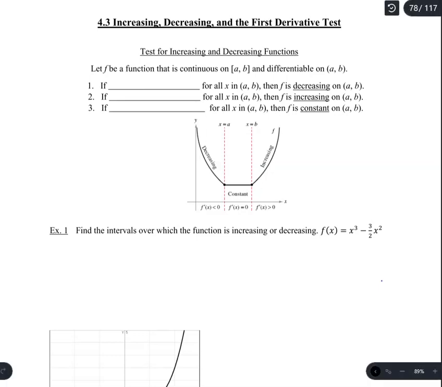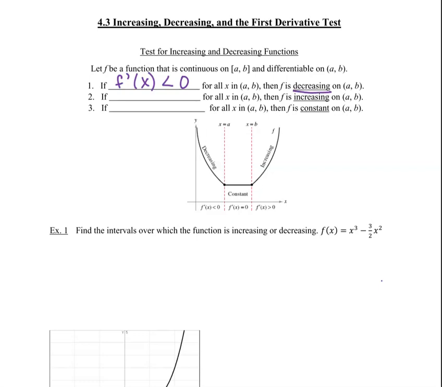So we're going to start off by looking at f as a function, knowing that it is continuous and differentiable on the interval a to b. Whether it's closed or open is not quite as important, but here's what you want to remember. If f prime of x is negative for all x in that interval, so if the derivative is negative in a given interval, that tells us then that f is decreasing in that interval. And that should make sense.